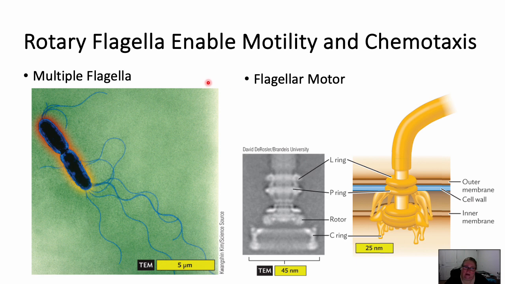Okay, another thing that we need to talk about is a lot of bacterial species are going to actually have multiple flagella that are going to work together to move the cell. Okay, these rotary flagella, whether it be a single flagellum or multiple flagella, have one goal, and that is to enable motility in something we call chemotaxis. Now we're going to talk about chemotaxis here on the next slide.